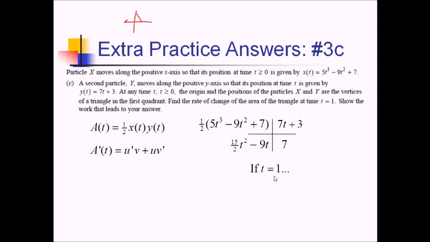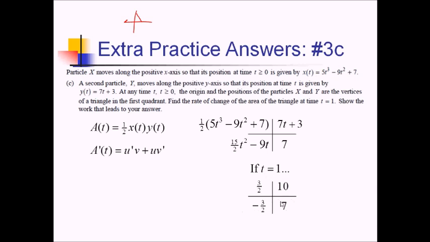So if t equals 1, then we can write the following for each of these values. Up here, let's see, this is 5 times 1 is 5, minus 9 is negative 4, plus 7 is going to be 3. So this is 3 over 2 for that value. Over here, I've got 7 plus 3. I love plugging in 1. So 7 plus 3 is just 10. Down here, this is 15 halves minus 9. 9 is really 18 halves, so this is negative 3 halves. And down here, 7 is just 7.